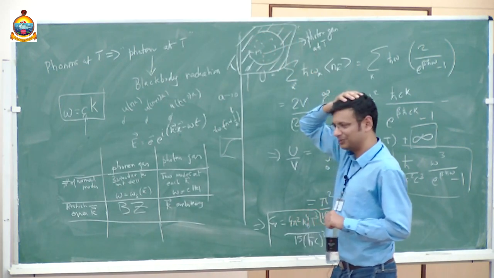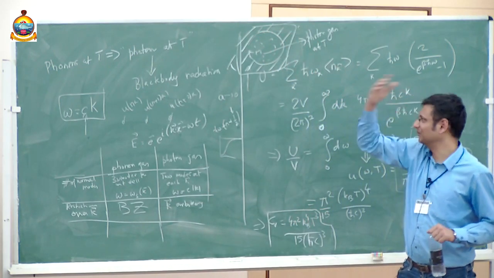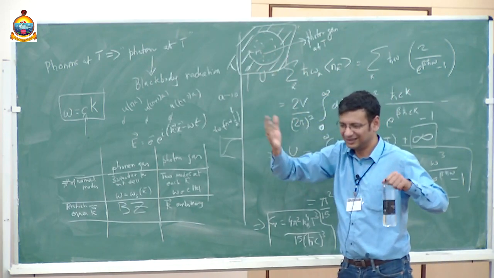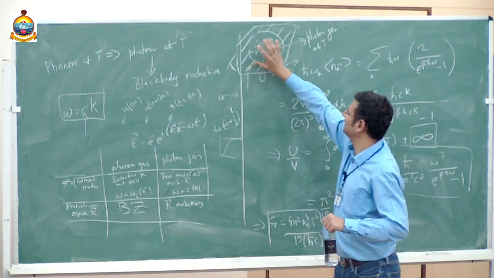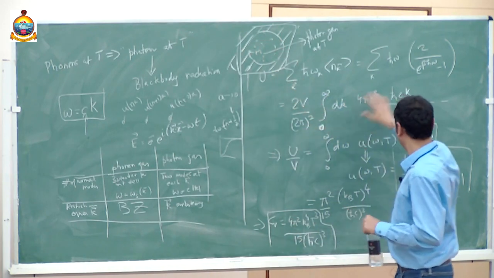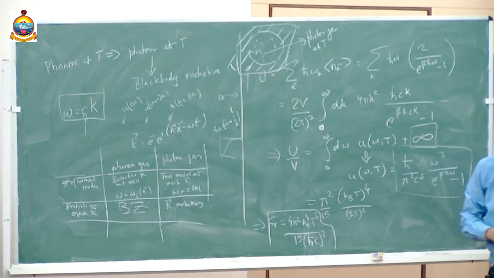There is no problem. There is a source and a sink here, and ultimately, through various processes, this part will come into equilibrium with that part. And when it happens, then I get this. I hope this is clear.